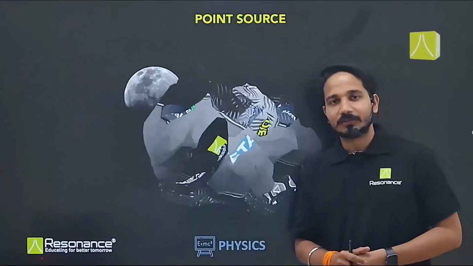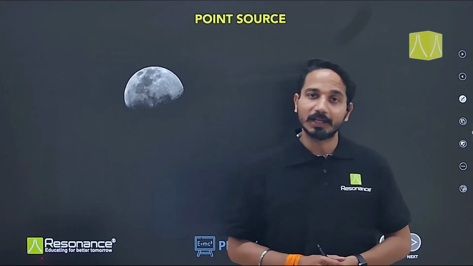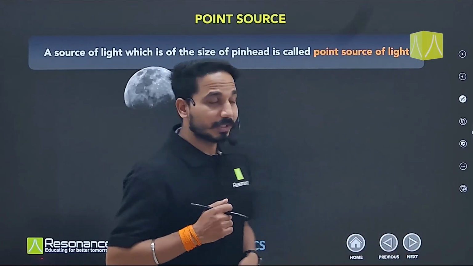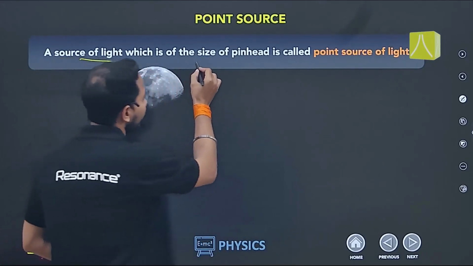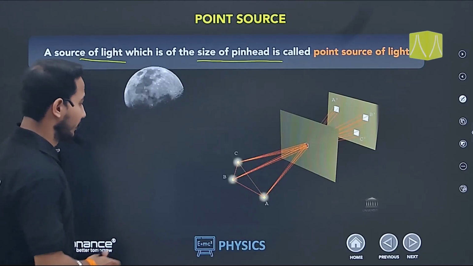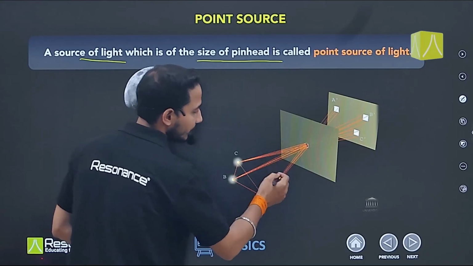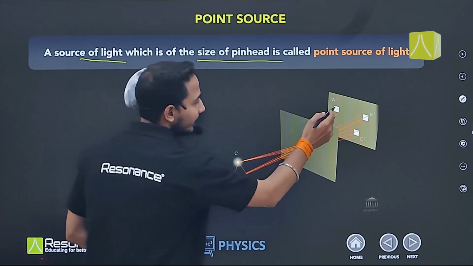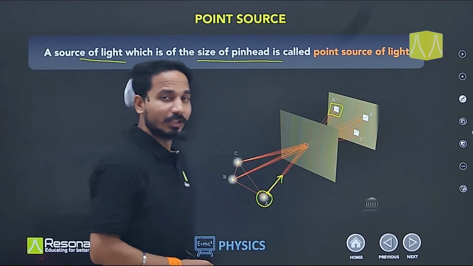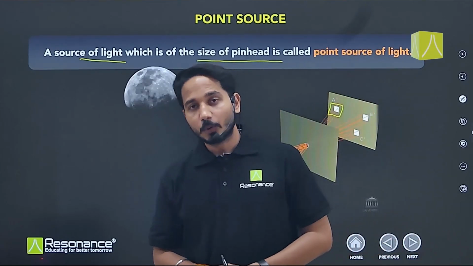Now the other basic term of light is the point source. A source of light which is of the same size as a pinhead is called a point source of light. When we light up a torch from point A, we can say its image is at point A dash. It can be considered a point source. You might have used a laser light. Laser light can also be considered a point source.